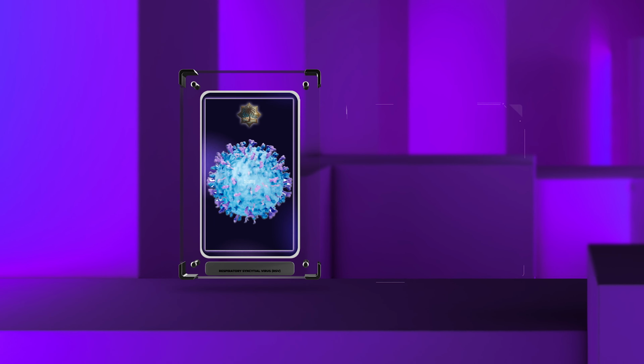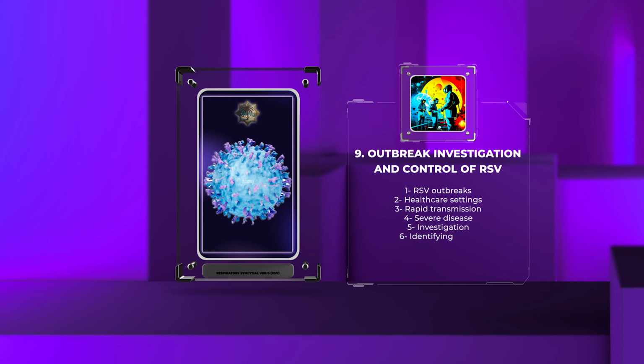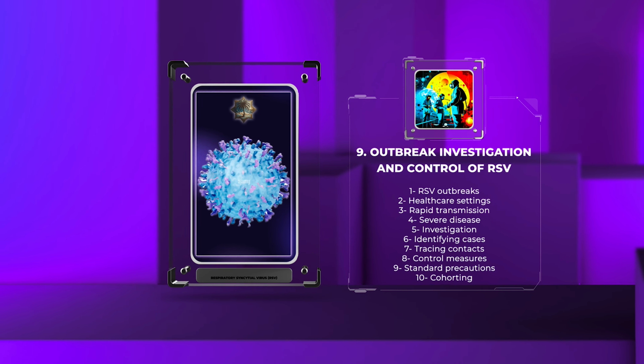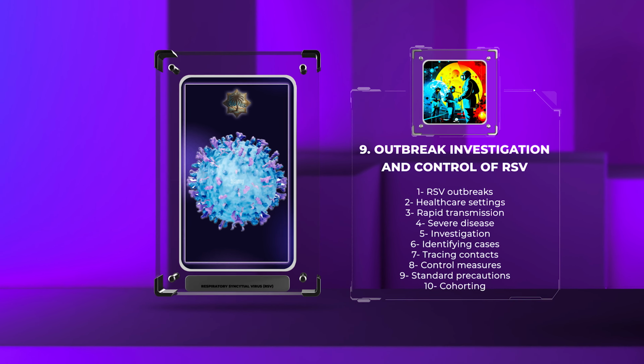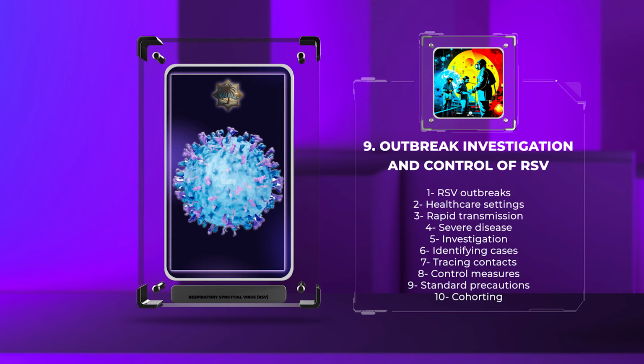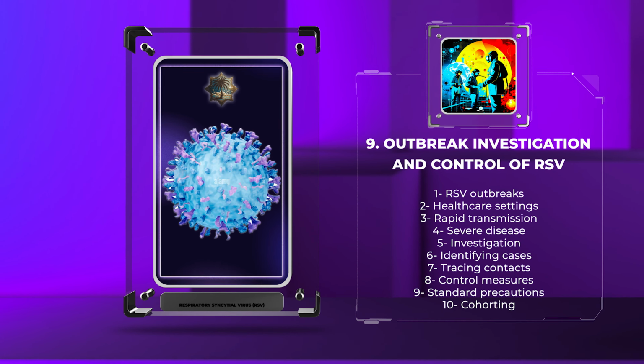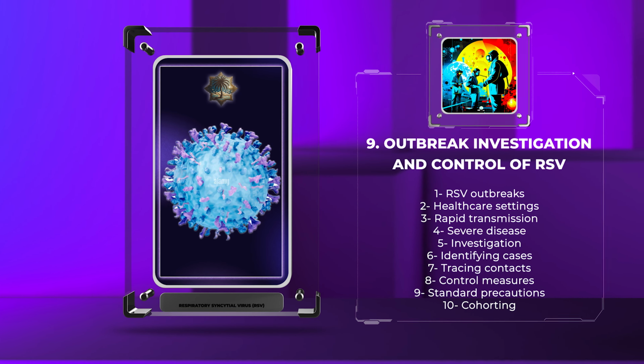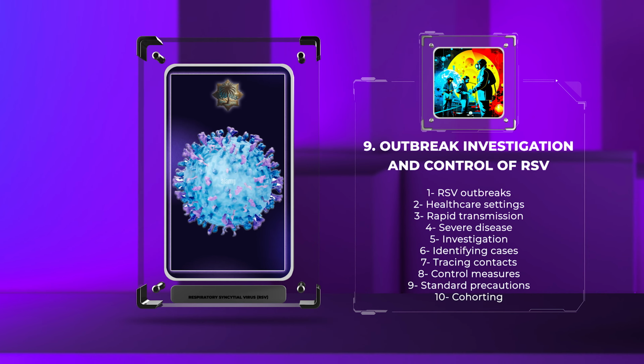RSV outbreaks in healthcare settings are challenging due to rapid transmission and severe disease. Investigation involves identifying cases and tracing contacts. Control measures include standard precautions, cohorting, visitor restrictions, and education of healthcare workers to limit RSV spread.